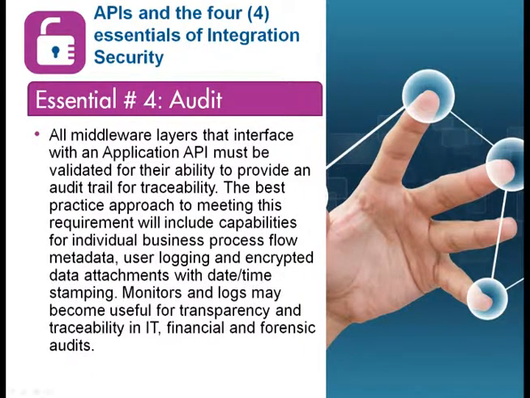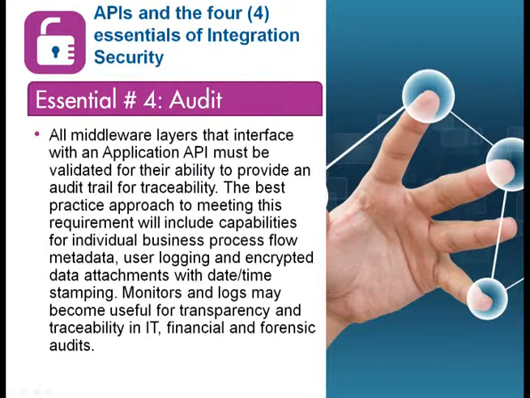And now we come to essential number 4, audit. Audit is an essential part of the integration security challenges that we need to take a look at and prepare for as we consider the 4 essentials of integration security. All middleware layers that interface with an application API must be validated for their ability to provide an audit trail for traceability. So the best practice approach to meeting this requirement will include capabilities for individual business process flow metadata, user logging, and encrypted data attachments with date and time stamping.